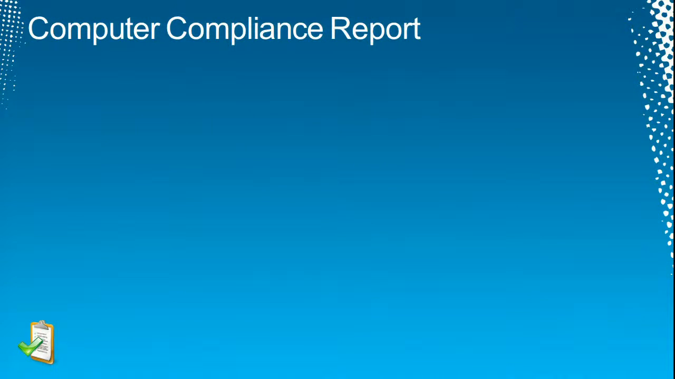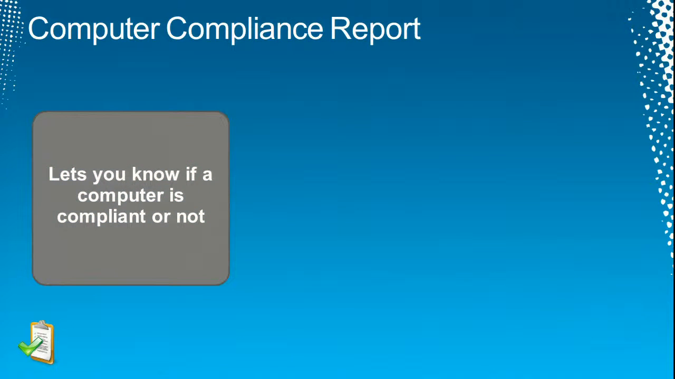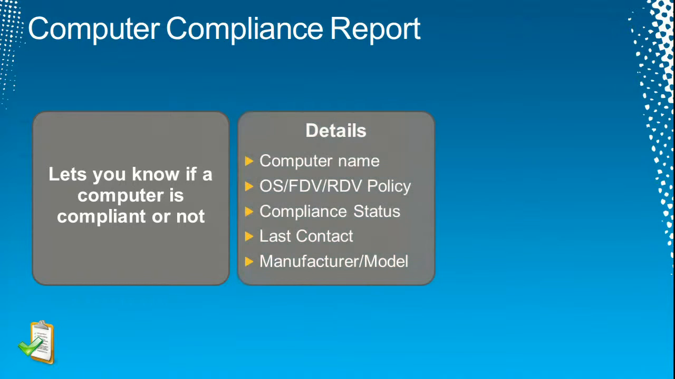Computer compliance report. So this report really is the opposite of the overall compliance report. This is going to show you one machine or one user and all the machines that they're actually using. So it lets you know if a computer is compliant or not, giving you the machine name and even more details than you get in the organizational report itself. So it can tell you what the OS and the fixed drive and the removable drive policies are, what is the compliance status, when was that last contact date, and what's the make and model.